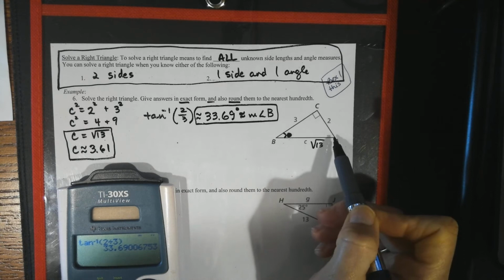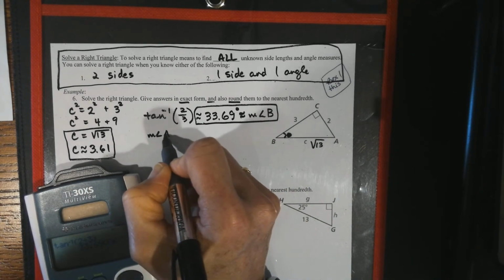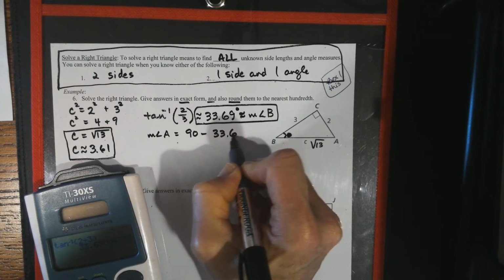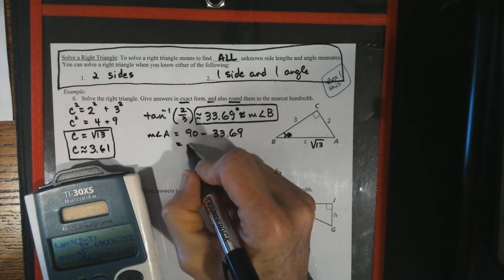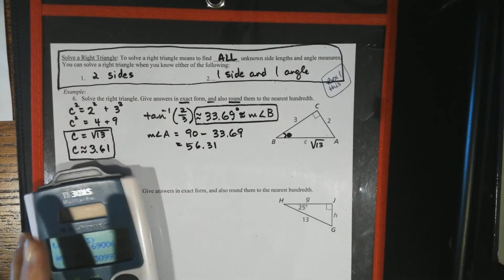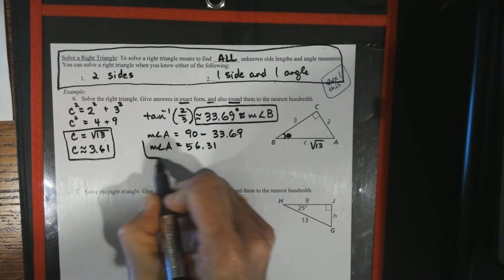And then once I know this is 33 and that's 90, right? I know these two add up to 90. So to find angle A, the measure of angle A is 90 minus 33.69, which will be 56.31. And that's A.